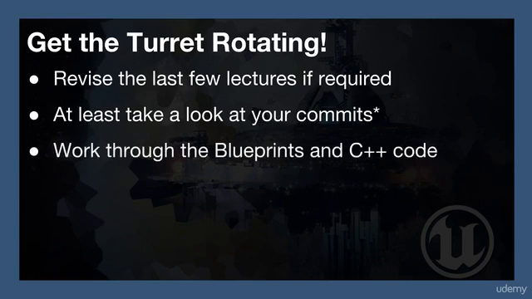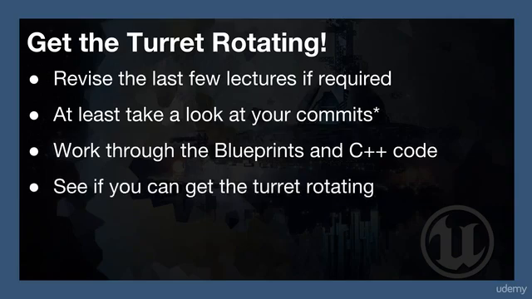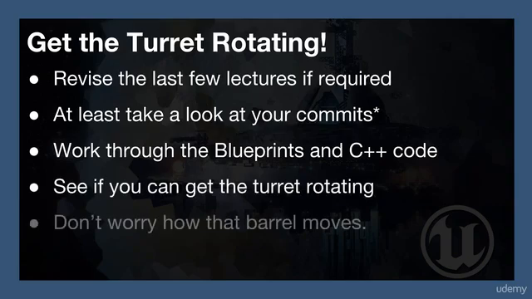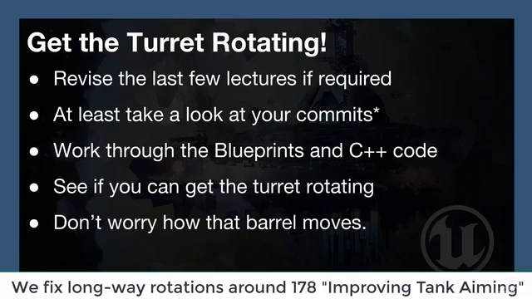And we're going to need you to work through the blueprints and the C++ code to make this turret work. And basically see if you can get the turret rotating. But don't worry about how that barrel moves. It doesn't matter if it goes from A to B in a slightly strange way. We'll deal with that as a separate entity, a modification. But see if you can get it working.